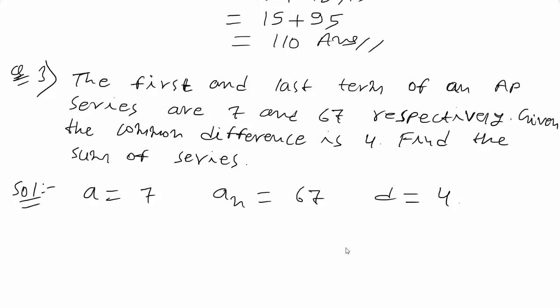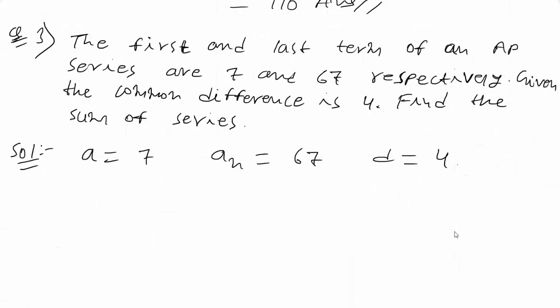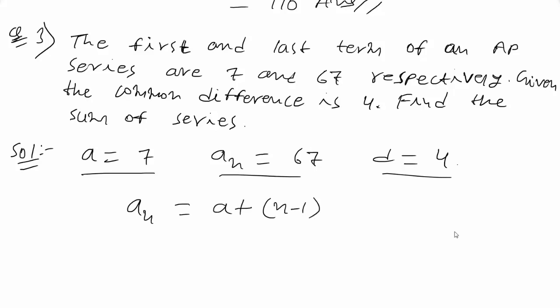Okay. Now they have asked us to find the sum of the series. So in order to find the sum, we need to know n. I have already said, in order to find the sum, n is compulsory. You need to know the number of terms. But here we don't know the number of terms. So first we'll have to find the number of terms. And how will we find it? Using these 3 pieces of information. So we know a_n is nothing but a + (n-1) times d. Is it or not?